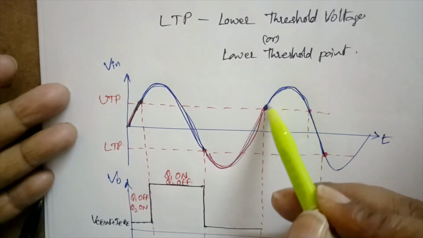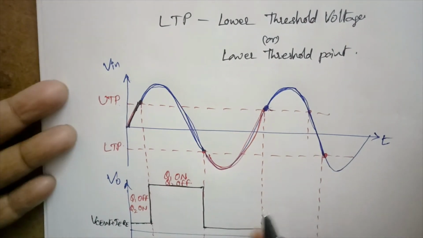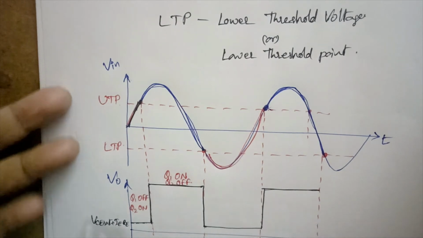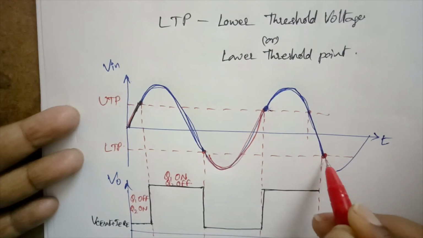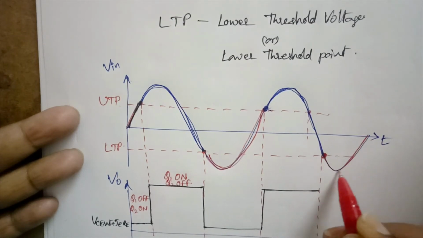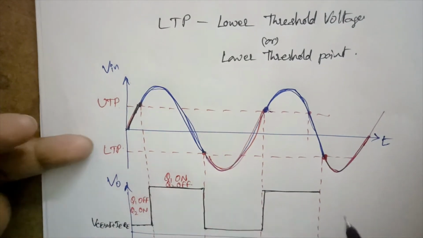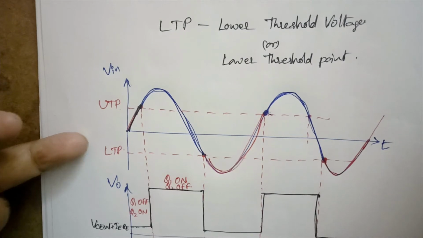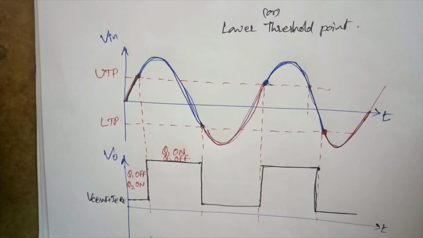Once the upper threshold point comes, then again Q1 is on. When Q1 is on, Q2 is off, therefore the output again rises to VCC. Then again it reaches the lower threshold. At that point Q2 is on. Once Q2 is on, the output again goes down to VC SAT.